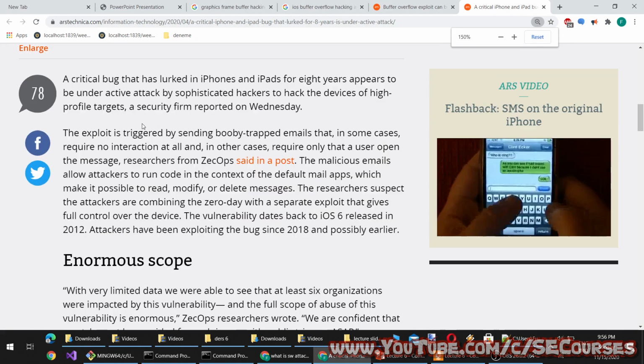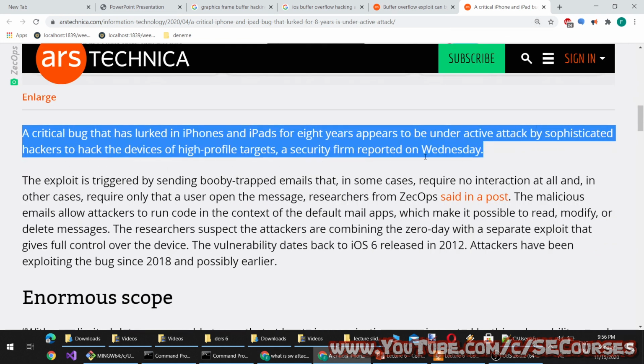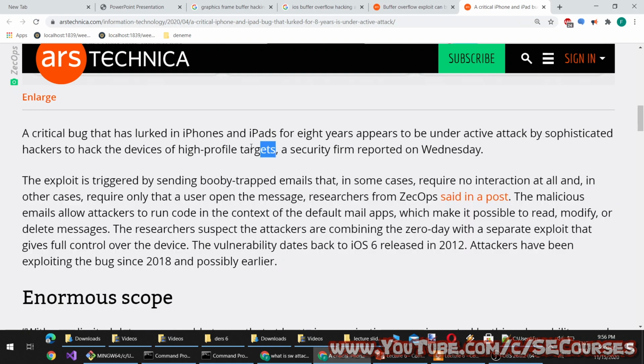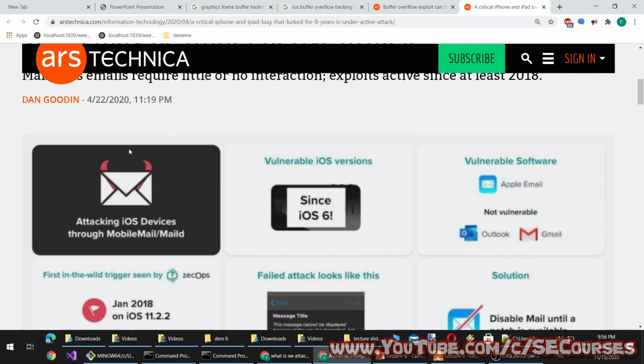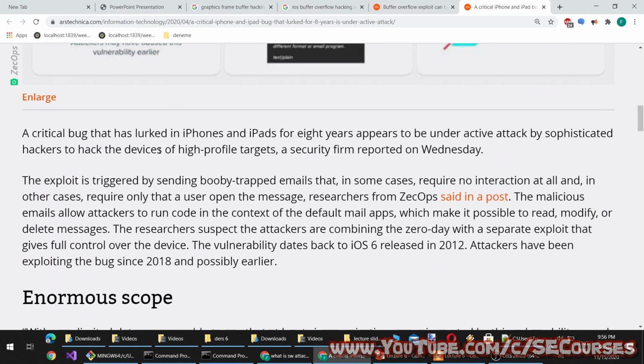Okay, let me zoom in a bit. A critical bug that has lurked in iPhones and iPads for 8 years appears to be under active attack by sophisticated hackers to hack the devices of high-profile targets, a security firm reported on Wednesday. So since this was only targeting high-profile targets, it was unnoticed for 8 years.